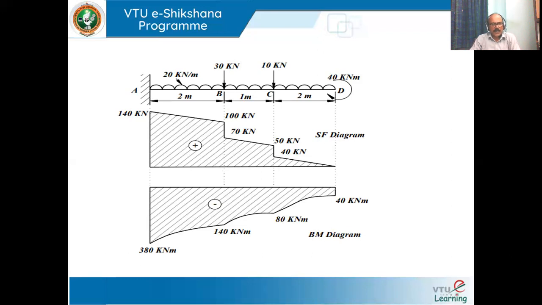Again, at point B, we have a point load of 30 kilonewton. That is again downward, and downward is positive. So 70 plus 30 is 100. It goes up by 30.